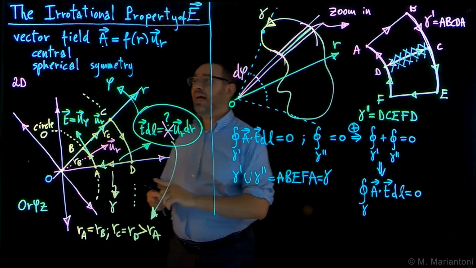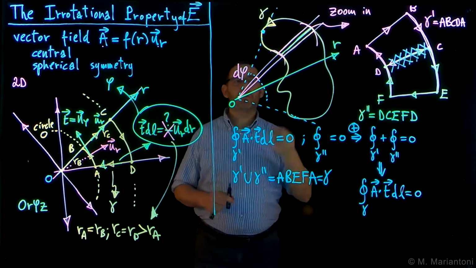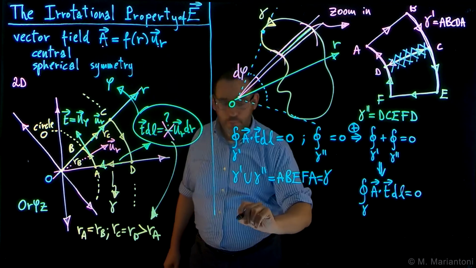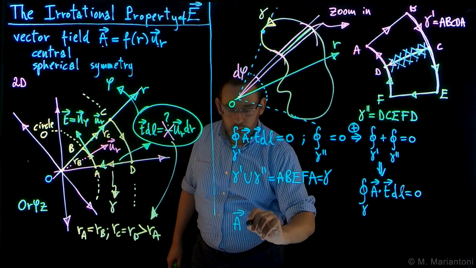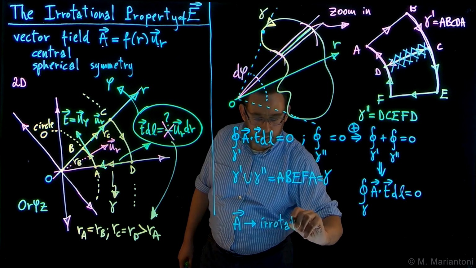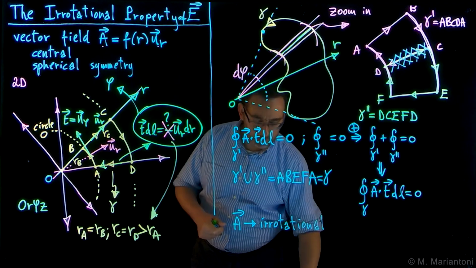Okay, so this means that any central vector field with spherical symmetry, like A, has to be an irrotational field, okay? So A is irrotational, which also means it's conservative in a simply connected domain.